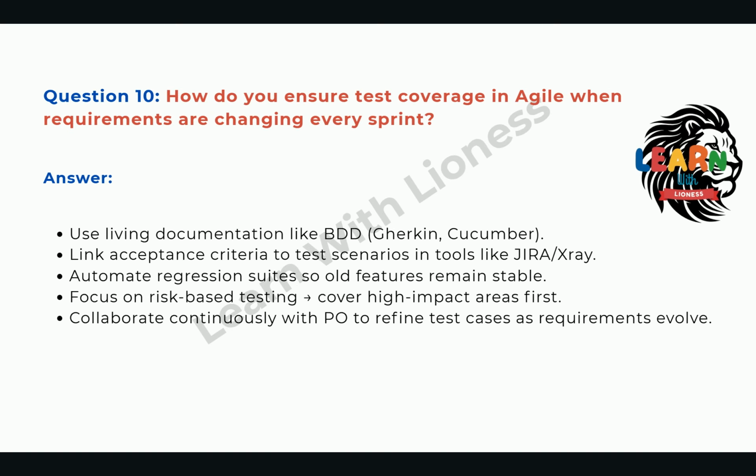Question 10. How do you ensure test coverage in Agile when requirements are changing every sprint? Answer. Use living documentation like BDD, Gherkin, Cucumber. Link acceptance criteria to test scenarios in tools like Jira or Xray.